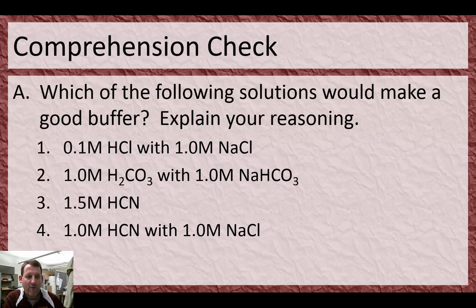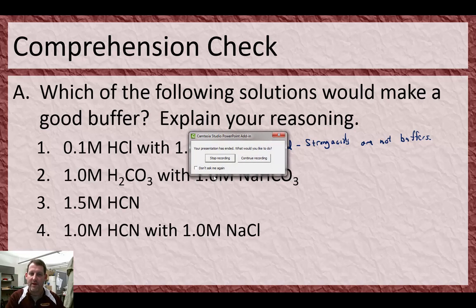So we have 0.1 molar HCl, and we're mixing it with 1 molar NaCl. And you're like, okay, so the conjugate base of this acid is Cl minus, and we're adding Cl minus, so maybe that's going to be a good buffer. But you have to remember, oh wait, this is a strong acid, and strong acids fully dissociate, so they have no buffering capacity at all. So this is no good. Strong acids are not buffers. They have no ability to stop the pH from changing.